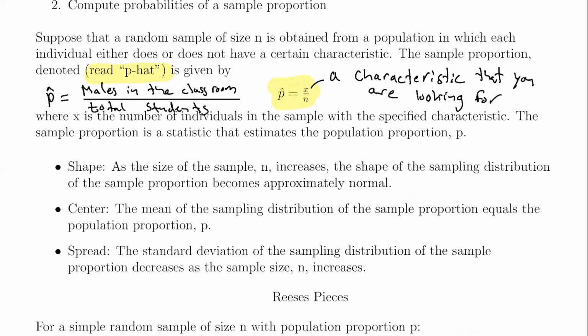So let's go over these three bullet points. When we're looking at the shape, we're talking about whether it has a normal distribution, a skewed distribution, and so on. Going back to the central limit theorem, because this is what we're referring to with the shape, it says as the size of the sample n increases, the shape of the sampling distribution of the sample proportion becomes approximately normal. That's pretty much our central limit theorem. As n increases, we have an approximately normal distribution.